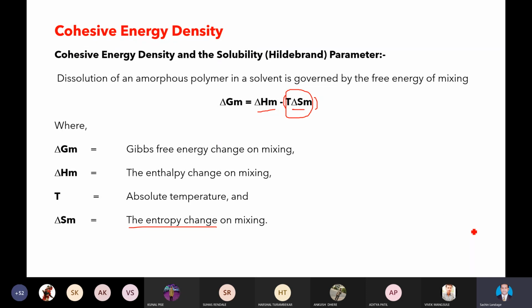Any doubt regarding this point? See, today we have studied two major points. One is the degree of polymerization, and the second is the cohesive energy density.